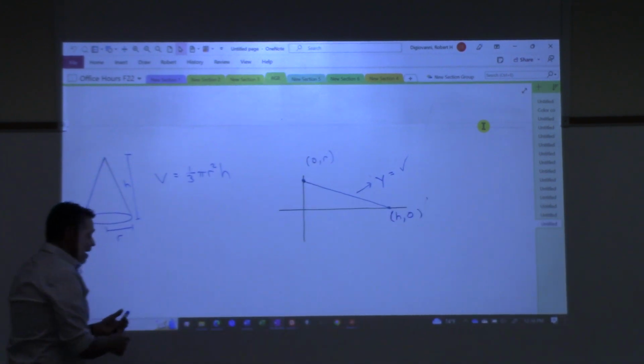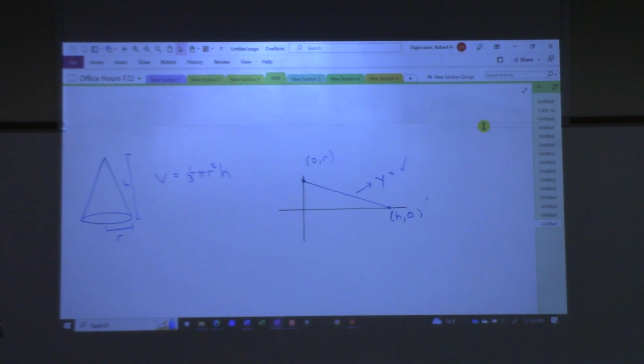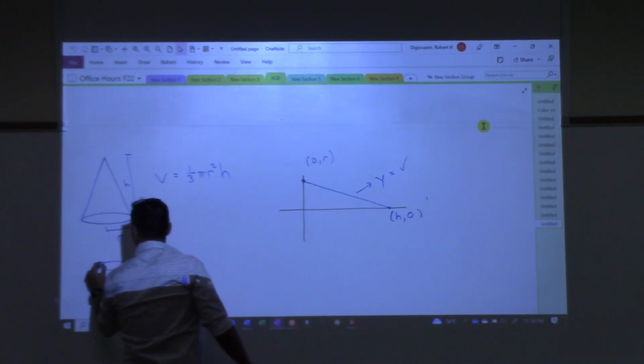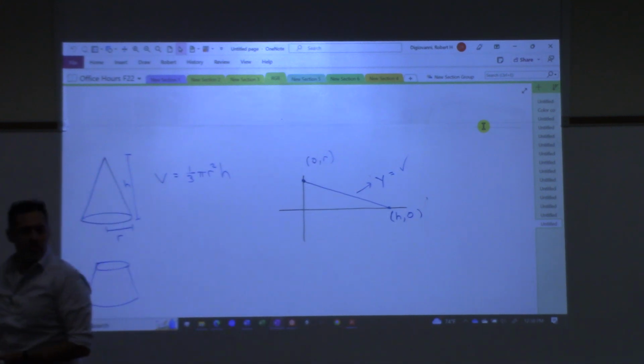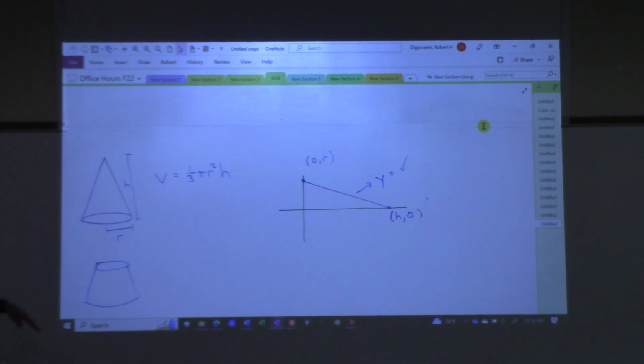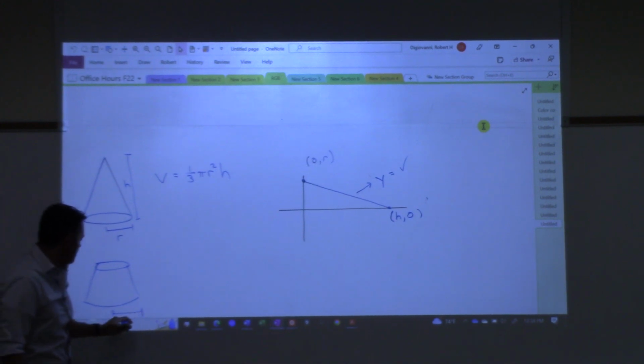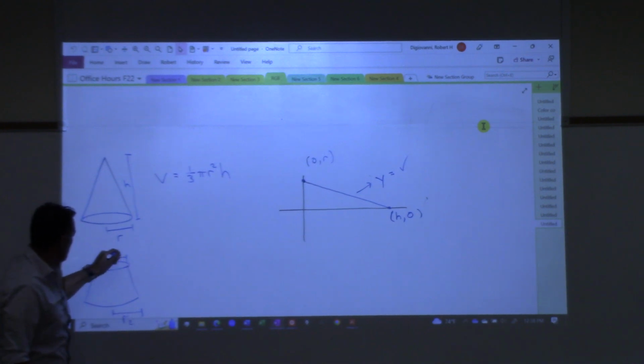A more complicated and more difficult problem is to find the volume of a frustum. A frustum, which is... Is it because it's frustrating? It's frustrating, yeah. It's a cone with part of it cut off the top. And with this, you have to be given two different radii. You have, let's say, R2 here, and you have R1 here, and then the distance from here to here we call h.